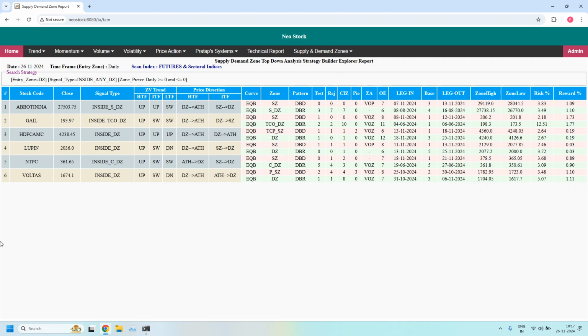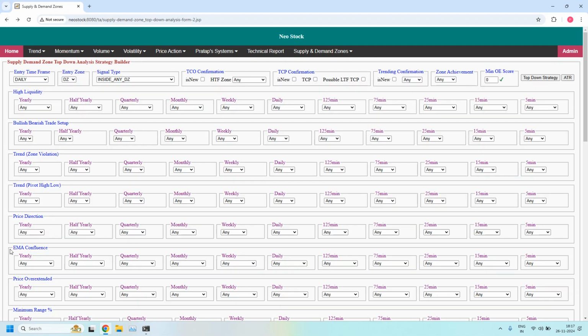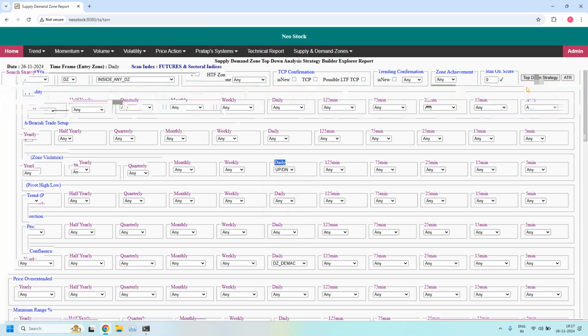So how many of these daily demand zones are having daily EMA Confluence? Let's verify. In the EMA Confluence, daily time frame, daily demand zone having daily EMA Confluence, and these daily demand zones should be only in an up or downtrend but not sideways. That's why in the zone violation based trend at the daily time frame, I am selecting up or downtrend. Now with this filter we got 1 stock.